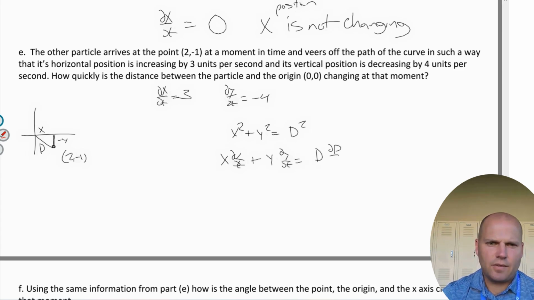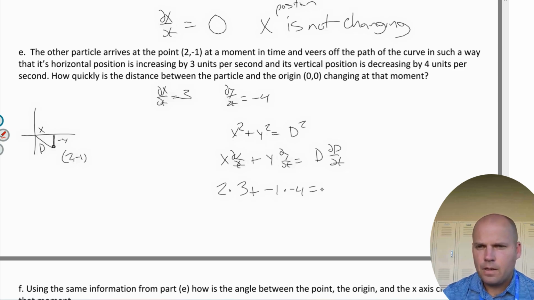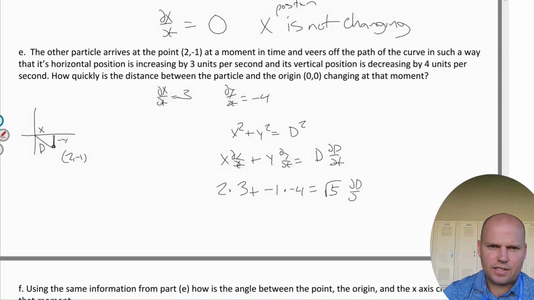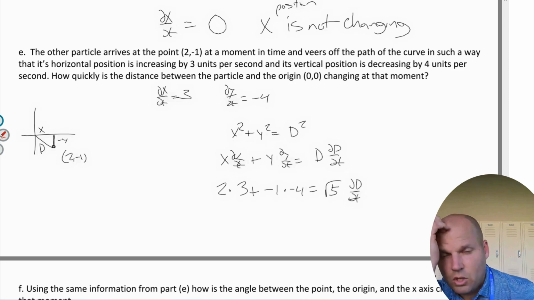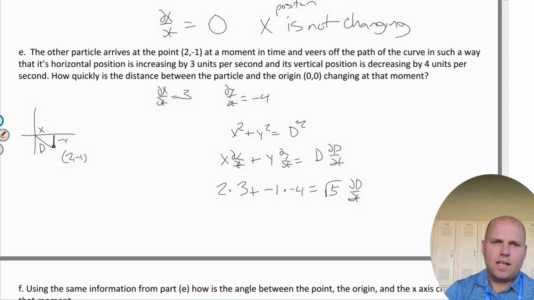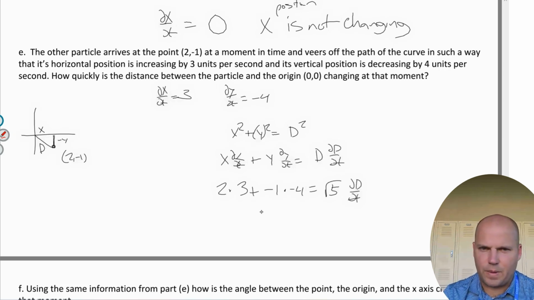dD/dt after dividing by 2. x is 2, dx/dt is 3, y is -1, dy/dt is -4. This is 4, this will be √5. D is always a positive value, so I think this actually works out. We don't have to worry about -y in the Pythagorean theorem because it's like -y squared. So it's positive y squared. So anyways, we don't have to worry about that. So this is 6 plus 4, which is 10 over √5. If you want to simplify that, be my guest.